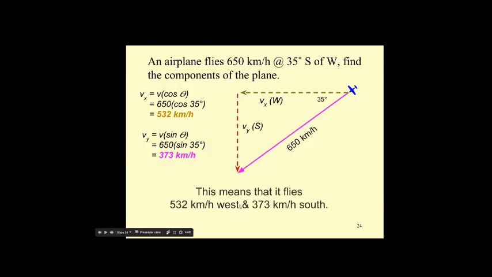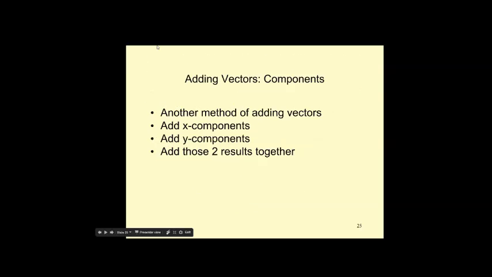So that means that the plane is flying west at 532 kilometers per hour and south at 373 kilometers per hour. The resultant, of course, is the 650 kilometers per hour along the 35 degree angle south of west. Pretty straightforward, yes? Okay, so now an application for this.